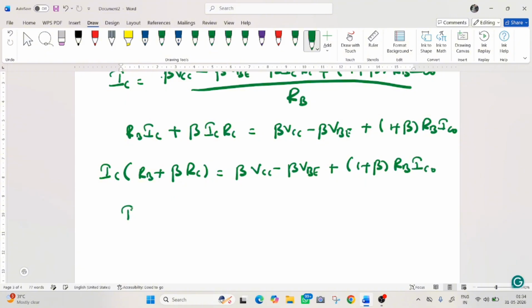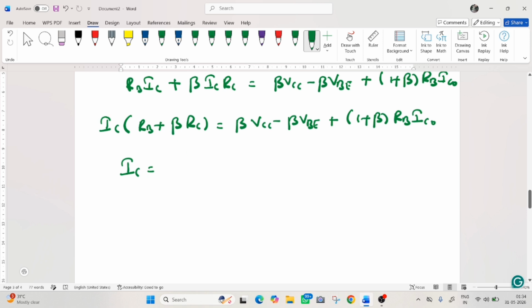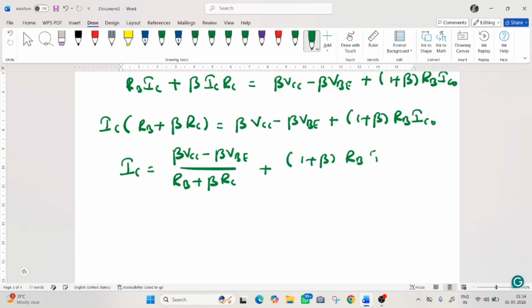Now let me try to find the collector current IC. It will become (beta into VCC minus beta into VBE) divided by (RB plus beta times RC), written separately, plus (1 plus beta) times RB ICO divided by (RB plus beta times RC). Like this, we'll get it.